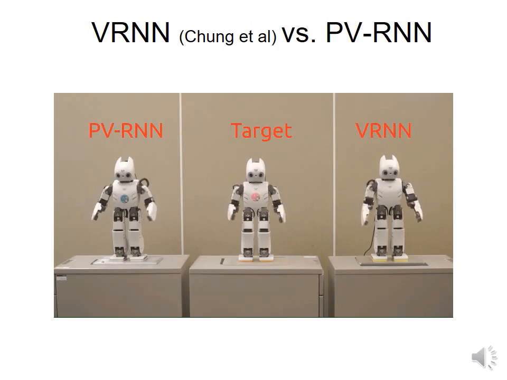This is the target, and the PV-RNN robot and the VRNN robot are following by imitation. When the target switches the pattern, now it switches, but this one is not doing so well, while this one is doing very well. Now it switched again. This time both are doing well. Again, it switches, but this one is not doing it. Kind of confusing. So it's shown that the PV-RNN robot is much better than the VRNN.